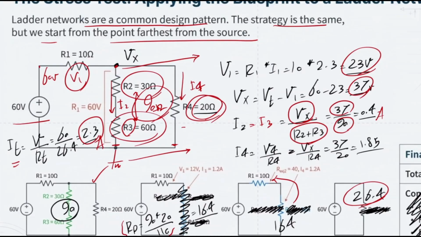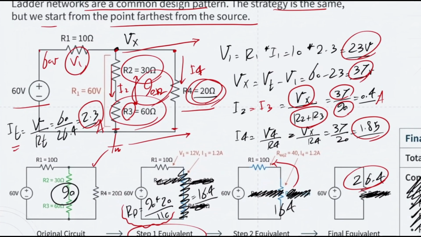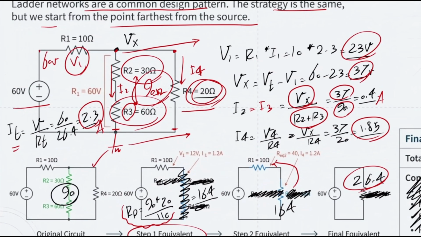What about the current that goes inside this branch? It is going to be V4, which is still Vx, because they share the common node. So it would be 37 divided by 20, which is 1.85. If we would like to check that our currents are right or not, we can check that I2 plus I4, if you add them up, should be something around 2.3. Right now, if you add them up, it is 2.25, which is still close. Again, 5 to 10% of error, that's okay.